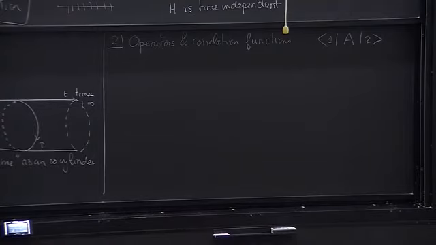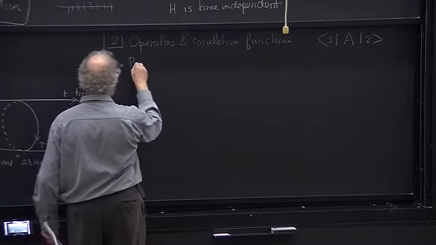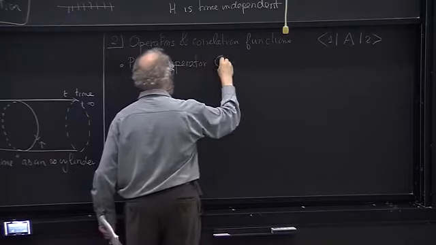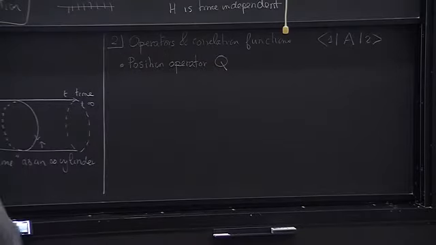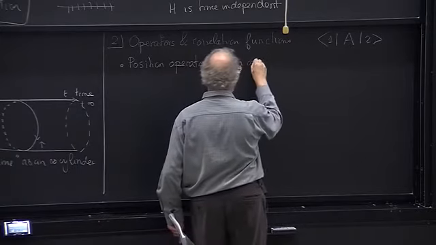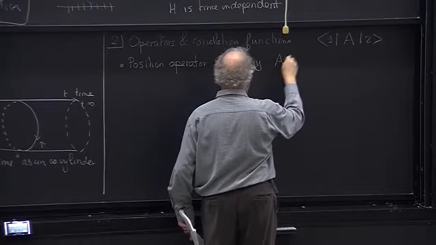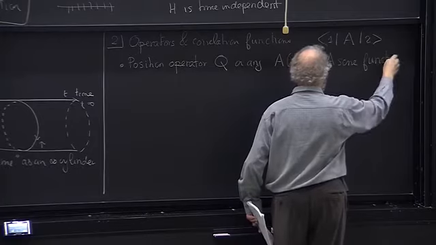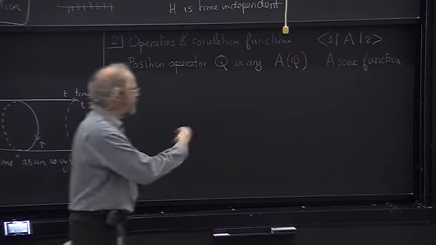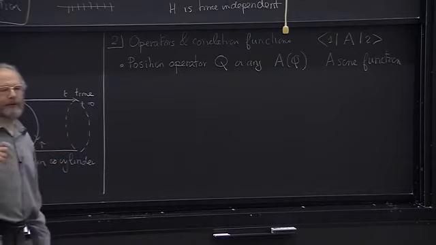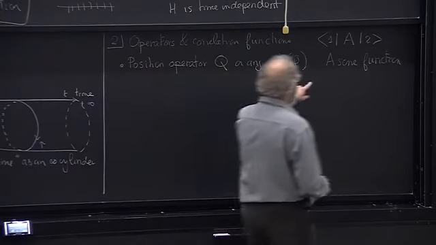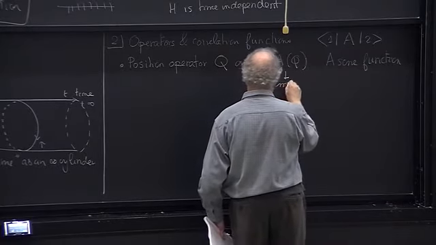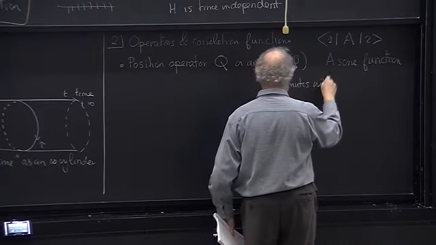I'm going first to discuss the simplest operator, which is the position operator Q, or any function A of Q, where A is some function. So, for instance, a polynomial or a sine. I think I had a question about the sine. So any operator which commutes with Q.